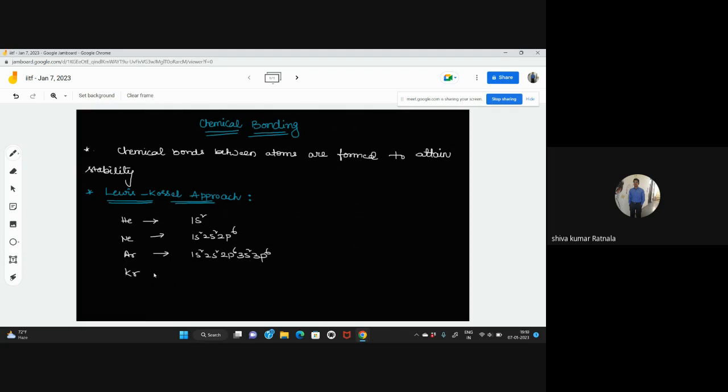Next, helium, neon, argon, krypton. What is the krypton electron configuration? Atomic numbers are 2, 10, 18, 36. Krypton: 1s2, 2s2, 2p6, 3s2, 3p6, 3d10, 4s2, 4p6. Actually, after 4s we should write 3d, but for my convenience I am writing it here.